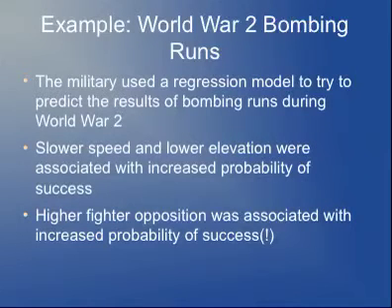My favorite example of this that I think I've used a time or two in this class already is the bombing runs in World War II. When they just barely invented regression at this point, they were trying to build a model to predict the success of a bombing run. And they found that planes flying slower speeds and at lower elevations were associated with higher probability of success. Okay, that makes sense. If you're closer to your target or flying more slowly, you're more likely to hit the target. They also discovered that more enemy fighters in the air was associated with increased probability of success, which when they first saw this result, they were like, what on earth is going on here? You would think having people shooting at you would make it harder to hit the target, not easier.